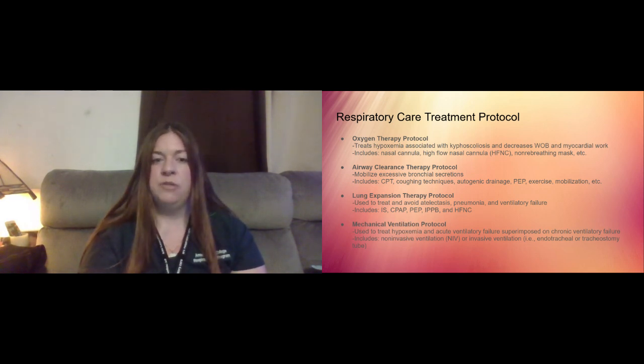Then we have lung expansion therapy protocol, which is used to treat and avoid atelectasis, pneumonia, and ventilatory failure. And this can include devices such as the IS, the CPAP, PEP, IPPB, and high-flow nasal cannula. Lastly, we have mechanical ventilation protocol, which is used to treat hypoxemia and acute ventilatory failure superimposed on chronic ventilatory failure. This can include non-invasive ventilation or invasive ventilation, such as endotracheal or tracheostomy tube.